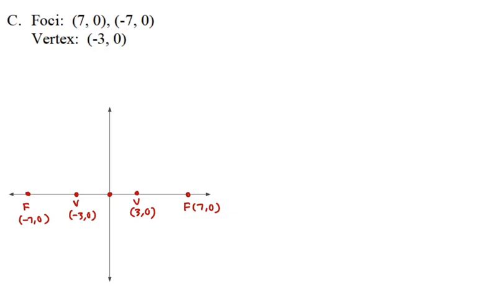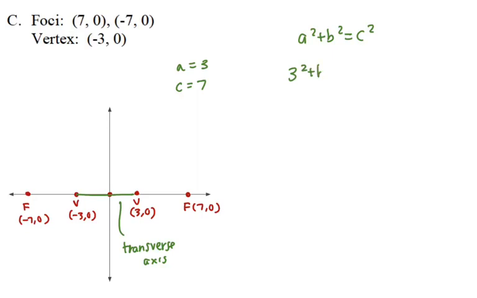So what do we know? Well, I know that a is 3, c is 7. This is our transverse axis. And then a squared plus b squared is equal to c squared. So b squared is equal to 49 minus 9. So b is the square root of 40, which simplifies to 2 root 10.